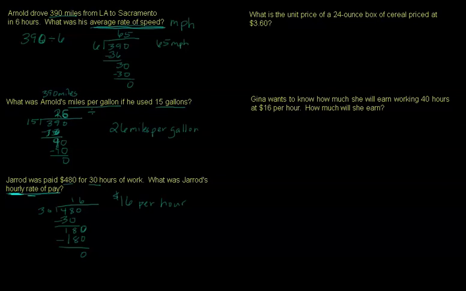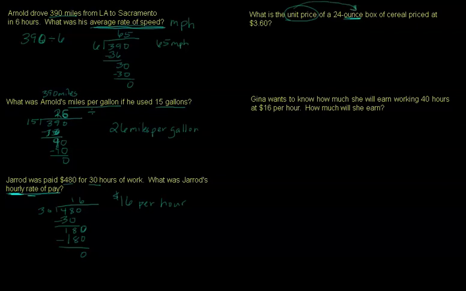What is the unit price for a 24-ounce box of cereal priced at $3.60? Unit price is, again, we want to know what 1 ounce is. Where this comes in is if you are shopping and you're comparing, do I want to buy the smaller box or the larger box? Usually it's going to be the larger box because it's going to be a little bit cheaper, so you can see how much you're saving. So what's the unit price? The unit is ounces.